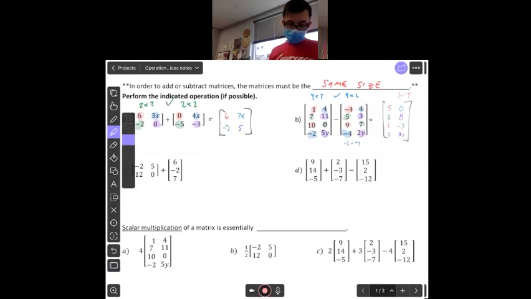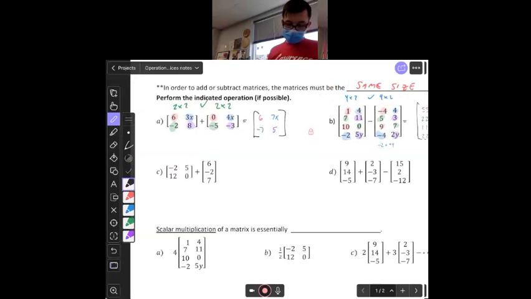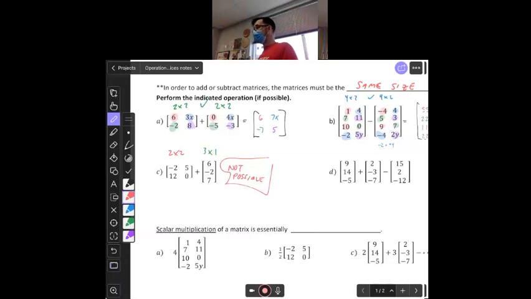C. So we've got 1, 2, 1, 2. So this is a 2 by 2. And 1, 2, 3 by 1. So those are not the same. So this problem is not possible. Can't add them because they're not the same size. Right? They just don't have anything to match up with.